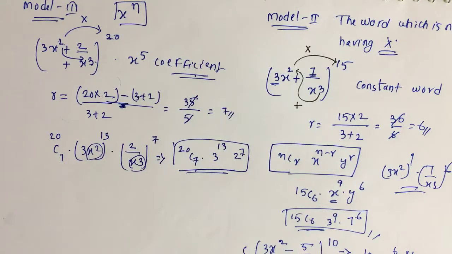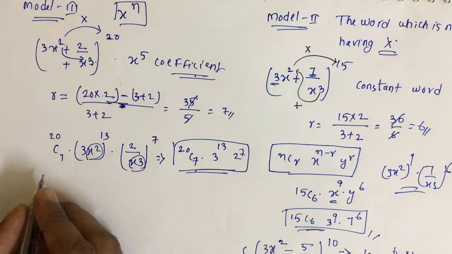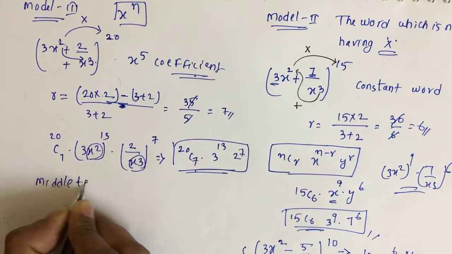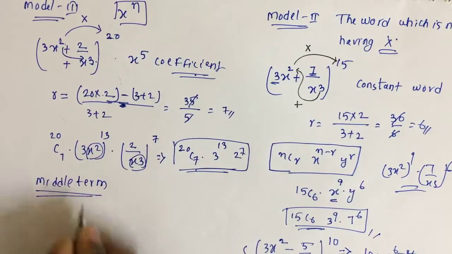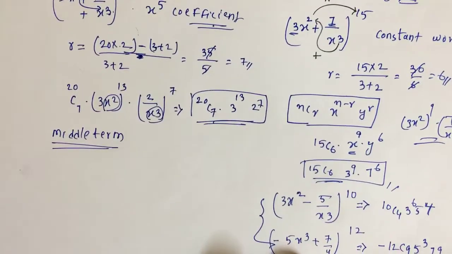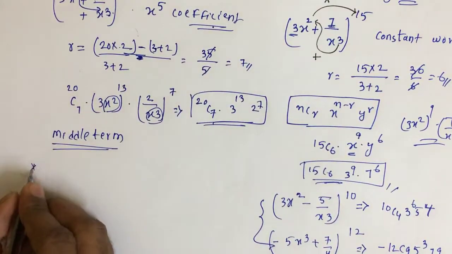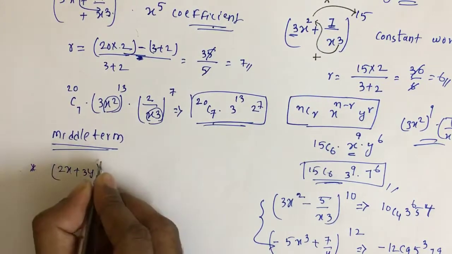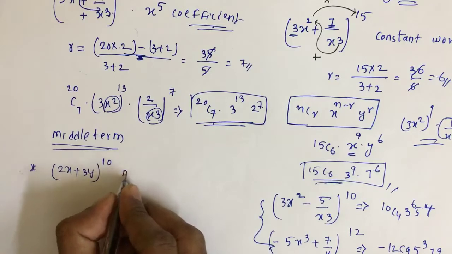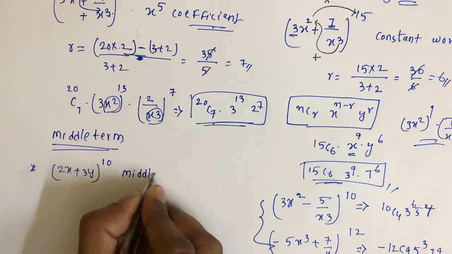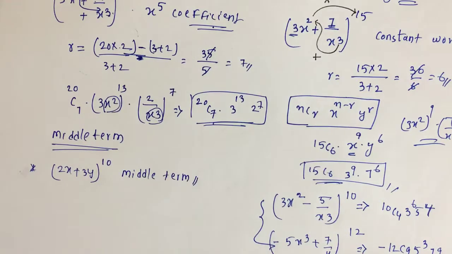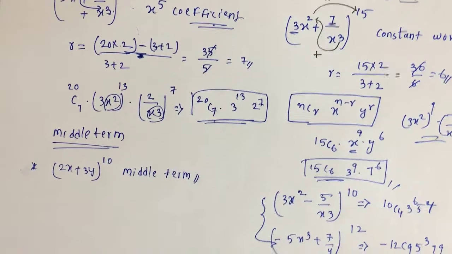Next, the last model we have. This is also very important. You have to identify the middle term. So the problem will be asked like this: 2x plus 3y, all to the power 10. In this, identify the middle term. So this is very simple.